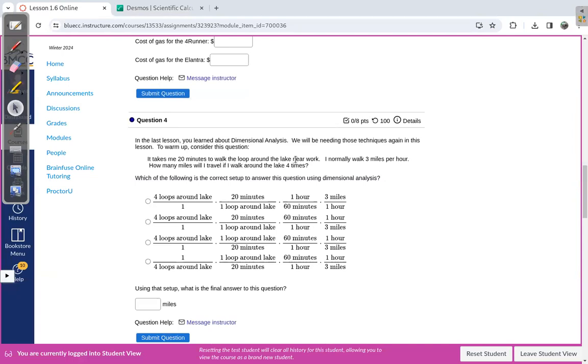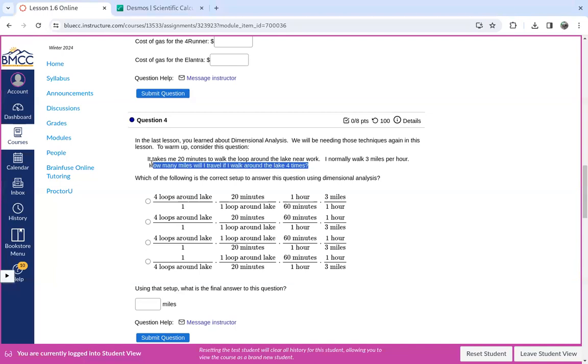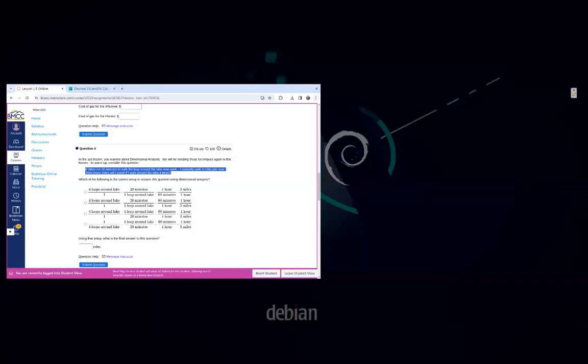So we've got a 20-minute walk loop around a lake near work. I normally walk 3 miles per hour. How many miles will I travel around the lake 4 times? So I'm going to grab that information and then set it up to pick here. And again, you can just look and guess, but I think it's easier to write it down yourself and then pick the best option.